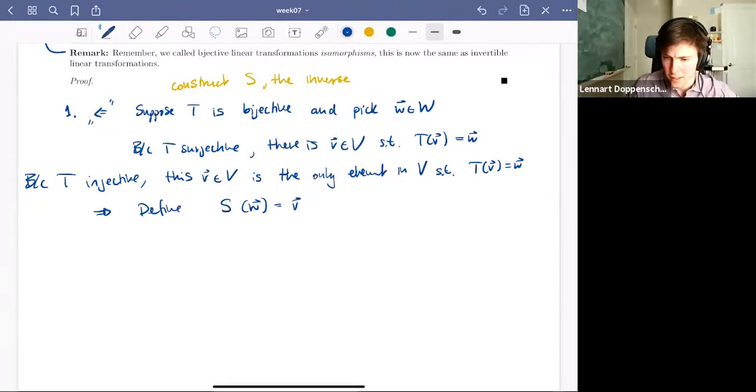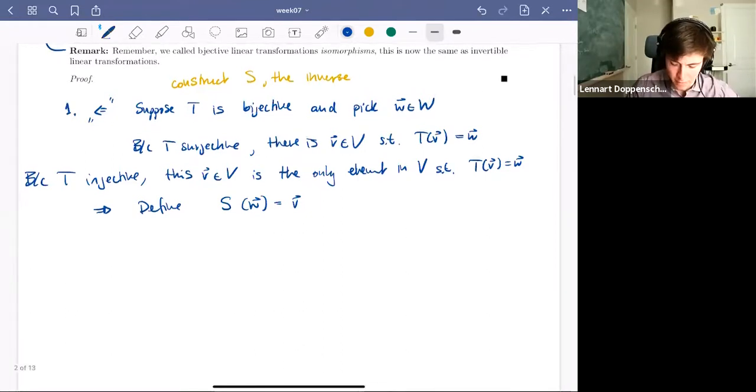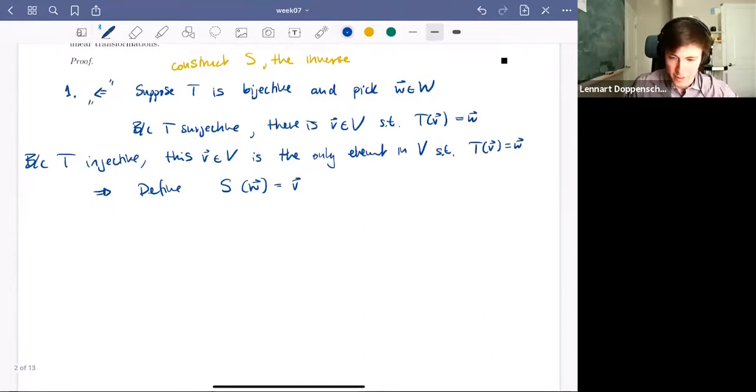So this side is not very mind-blowing, I would say. We have some element that maps to W, and there's only one. So why not just pick this one to be S? This might be disappointing to see, but it works.